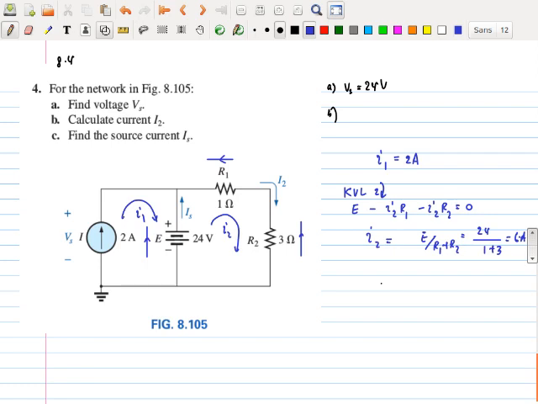Now let me ask another question. Would your answer have changed if that branch was replaced with a resistor and a current source of 2 amperes? Would it have changed? He says no. You say yes. What do you say? Would your equations have changed? Would your opinion on I1 being equal to 2 amperes change? Yes or no?